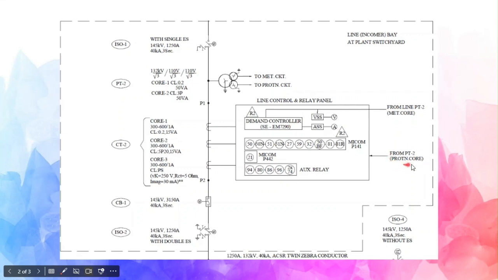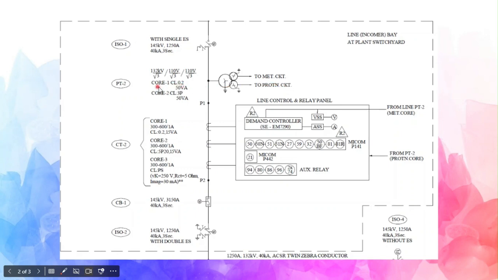and see here it is the protection core from PT2, right? So this is the PT2 protection circuit. It is going to this protection core. Here it is going. So there are MICOM 141, MICOM P442, and auxiliary relay. This relay will need this voltage to calculate all these protection parameters. So this is the purpose why PT are used in a substation. One is metering, another is protection.